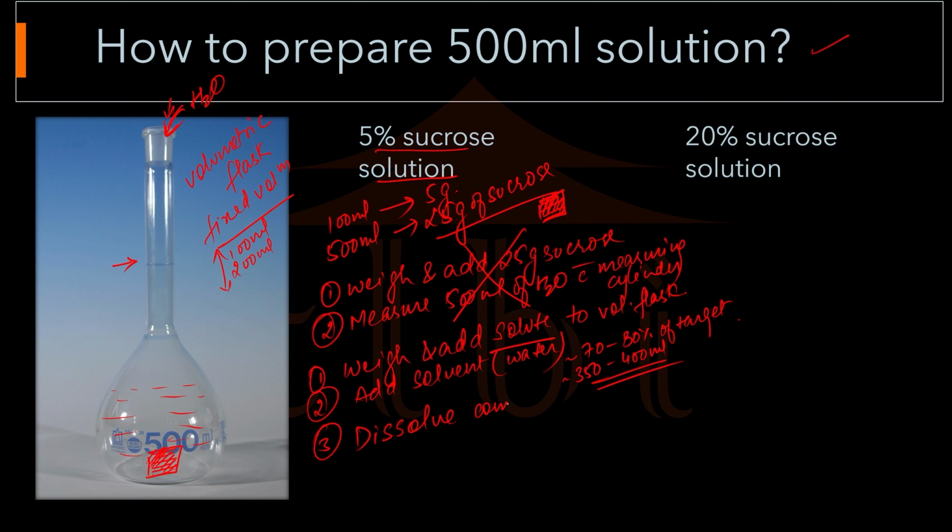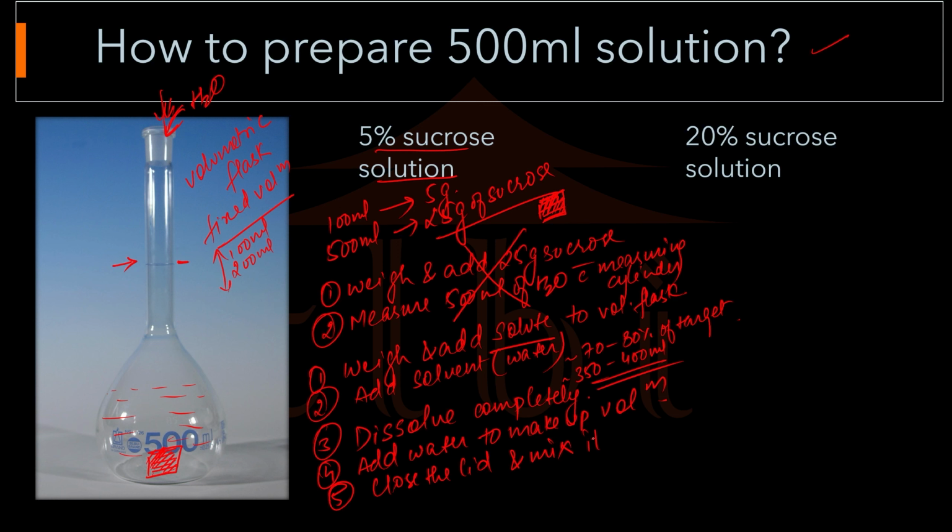Okay, dissolve completely. Okay, and in the next step, you add water to make up volume, right? So you add more water and you fill it up to this mark, up to the blue line, and finally you close the lid and mix it properly, right? You mix it completely, and now you have a 5% sucrose solution of volume 500 ml.